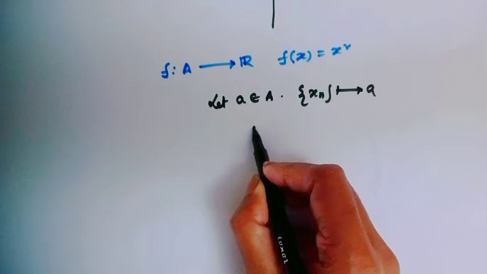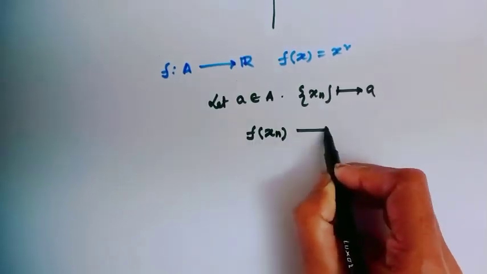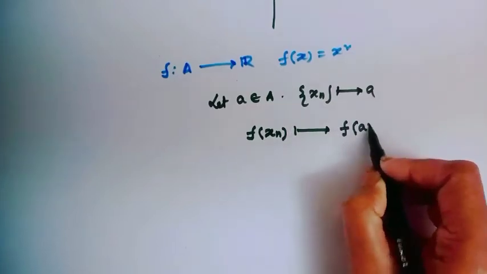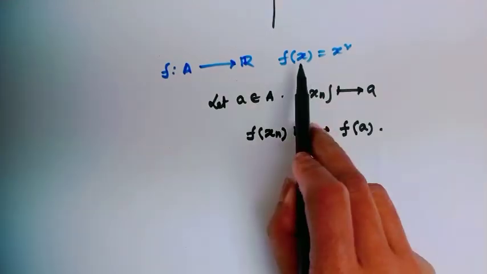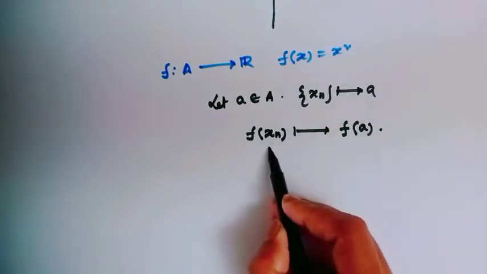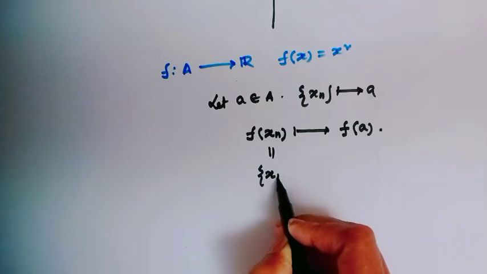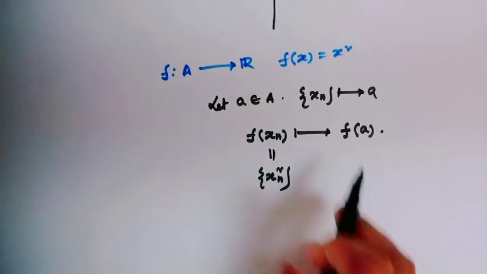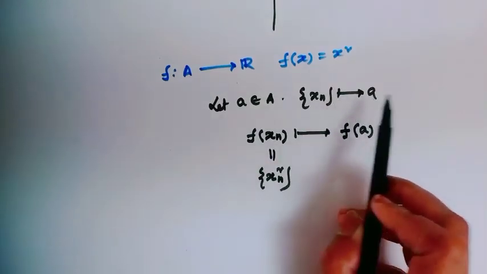We have to prove f of xn converges to f of A. What is f of xn? Since f of x equal to x square, that means f of xn equal to xn square. Okay?